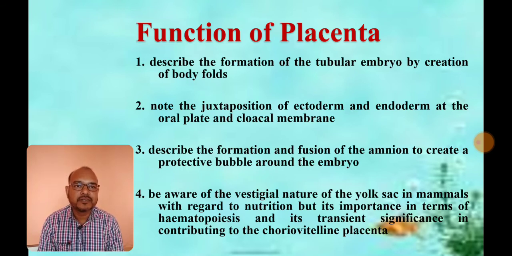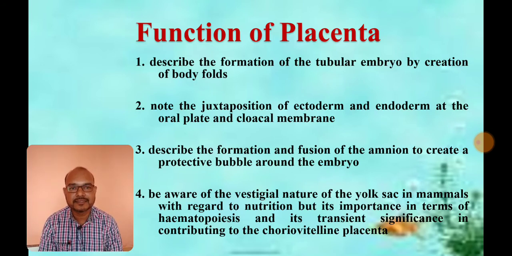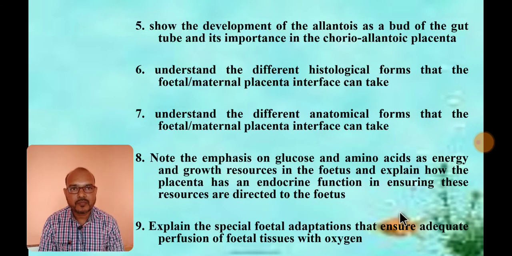Then the vestigial nature of the yolk sac in mammals with regard to nutrition, but its importance in terms of hematopoiesis and its transient significance in contributing to the choriovitelline placenta. The development of the allantois as a bud of the gut tube and its importance in the chorioallantoic placenta.